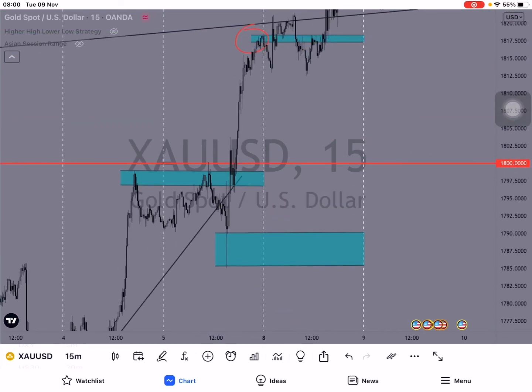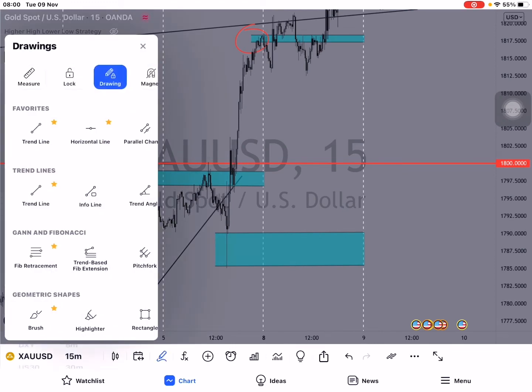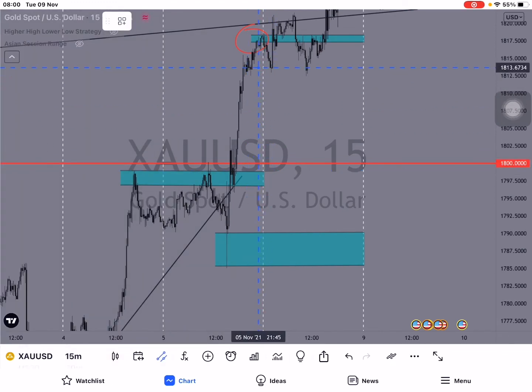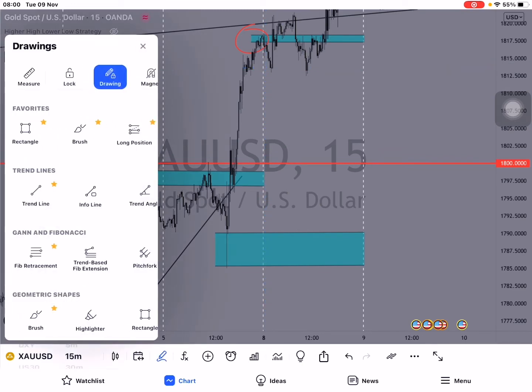So what I did do was I identified the low of the session, which was the Asian session, right? Which was this area here. Let me actually use a different tool.